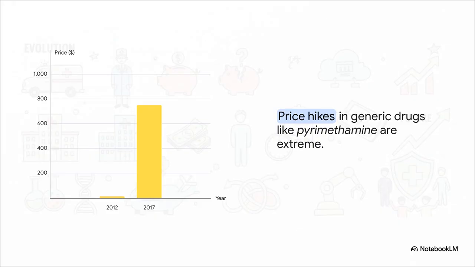And here is the dark side of all that unchecked supplier power. Look at this shocking price jump for pyrimethamine, a generic drug that's been around for years. Going from $13.50 to $750. Unbelievable. It's largely driven by pharmaceutical consolidation and middlemen known as pharmacy benefit managers, or PBMs, who maximize their own profit spreads.